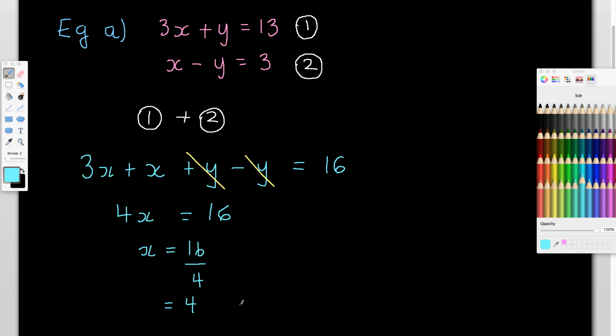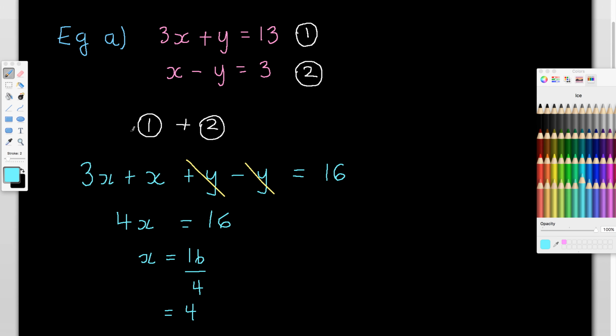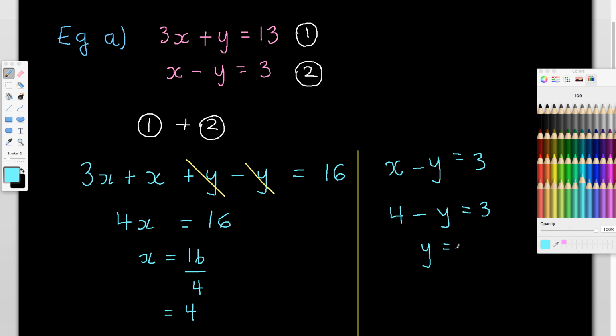What I haven't yet got is my y value, and I can get my y value by using either equation. I might use the x minus y equals 3 because that one looks easier to work with. If x minus y equals 3, and my x value is equal to 4, so 4 minus y equals 3, then obviously y must be equal to 1. Therefore, my solution will be 4, 1.